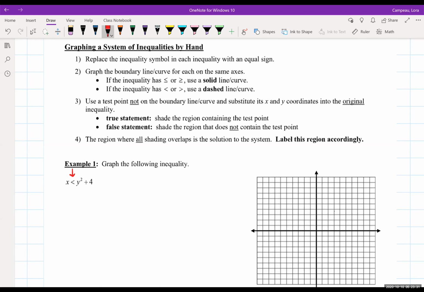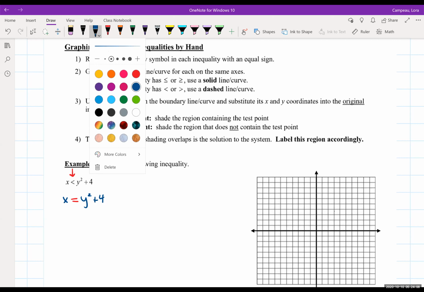So the other thing, if we're looking at this, the first thing would be maybe to replace the inequality symbol with an equal sign so we can get a better view of what kind of curve we are actually graphing. So I have x equals y squared plus 4. And then a little bit of conic section recognition here. Remember, if only one of the variables is squared, we do have ourselves a parabola. And because the y variable is squared, we actually have ourselves a horizontal parabola.